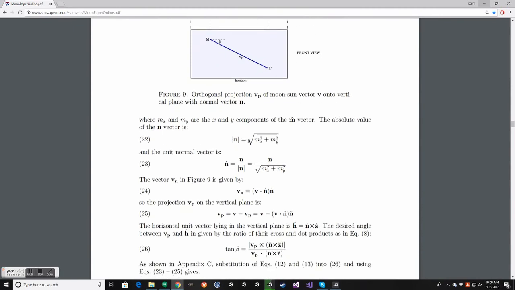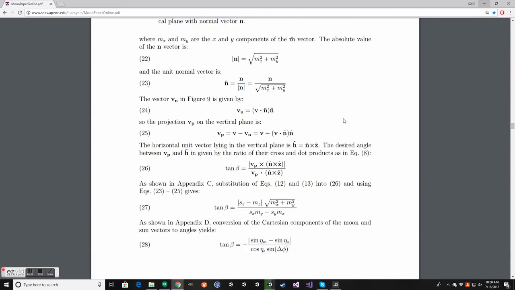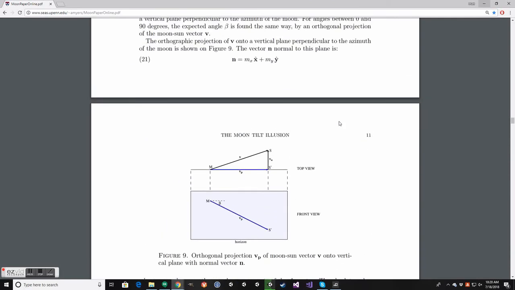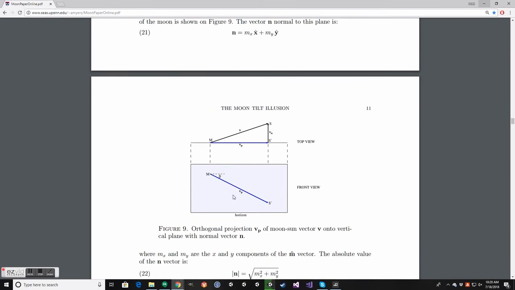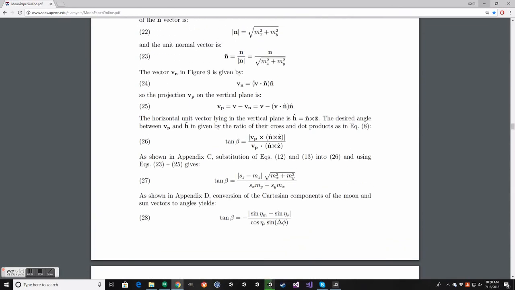So here's the magnitude of that. Square root of sum of squares. So the normalized vector, bang, bang, right there. The vector Vn in figure 9, here's figure 9 again, Vn, this little guy, is V dot n in the direction of n. So take the dot product to get the amount of V that points in the direction of n, and then we want a vector pointing in the direction of n.